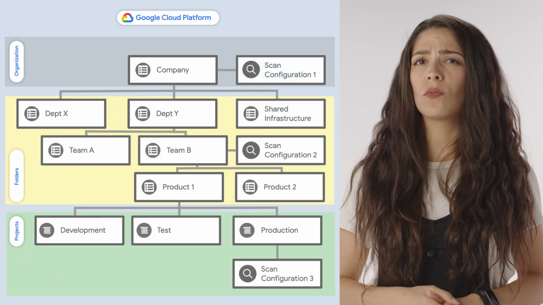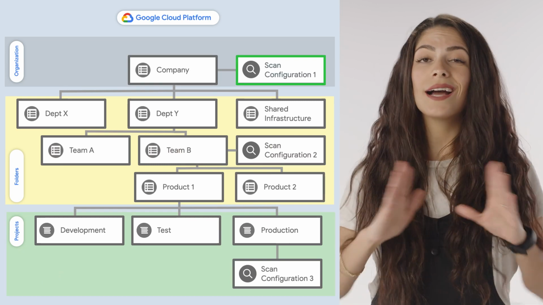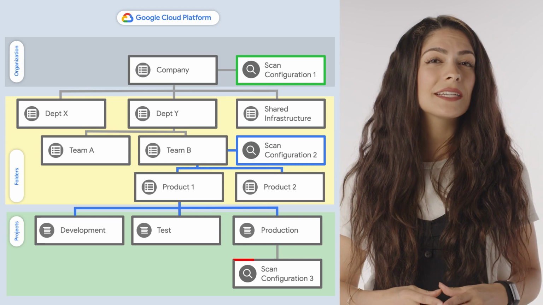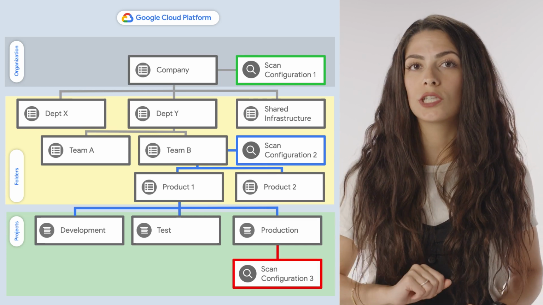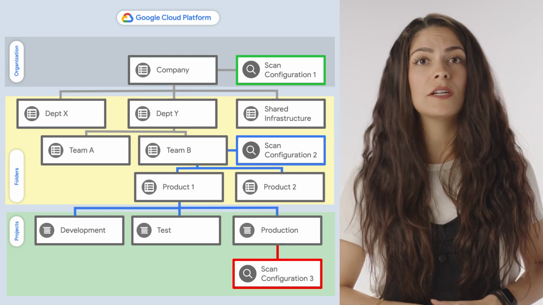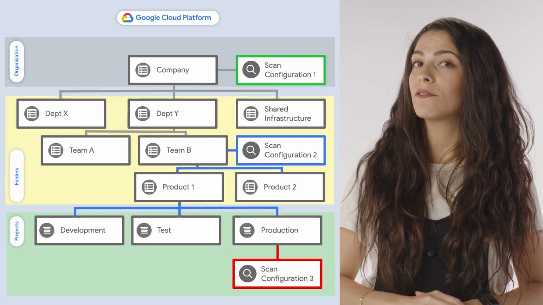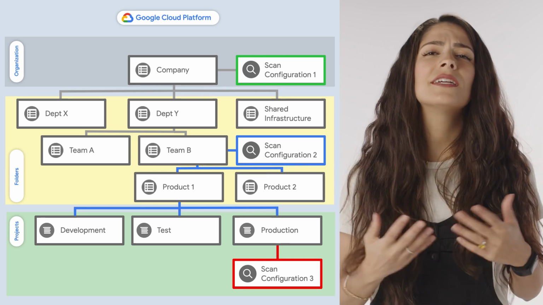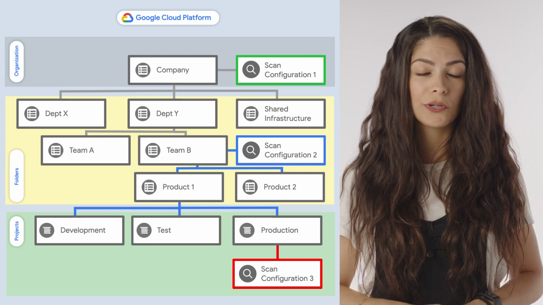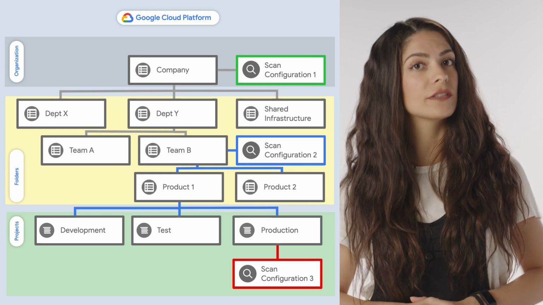Let's take a look at an example where there are 3 scan configurations. Here, scan configuration 1 applies to the entire organization. Scan configuration 2 applies to the Team B folder, and scan configuration 3 applies to the production project. In this example, Cloud DLP effectively generates 2 sets of profiles for the production project, one set for scan configuration 2 and one set for scan configuration 3. However, even though there are 2 sets of profiles for the same project, you don't see them all together in your dashboard. You only see the profiles that were generated under the purview and region that you're currently viewing.